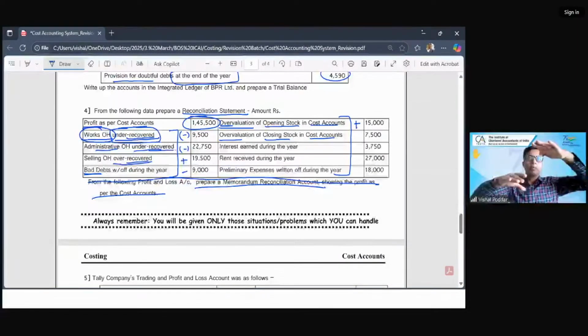If costing profit is appearing as more, now you have to see what your starting point is. In this, my starting point is costing only. I have to climb downwards.